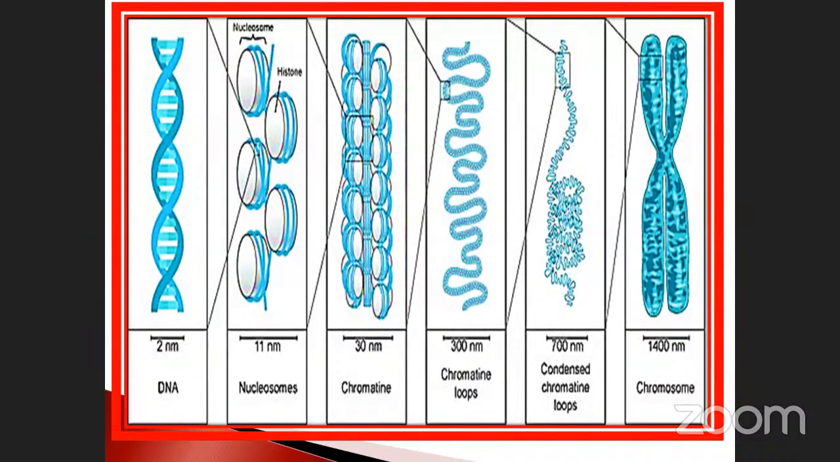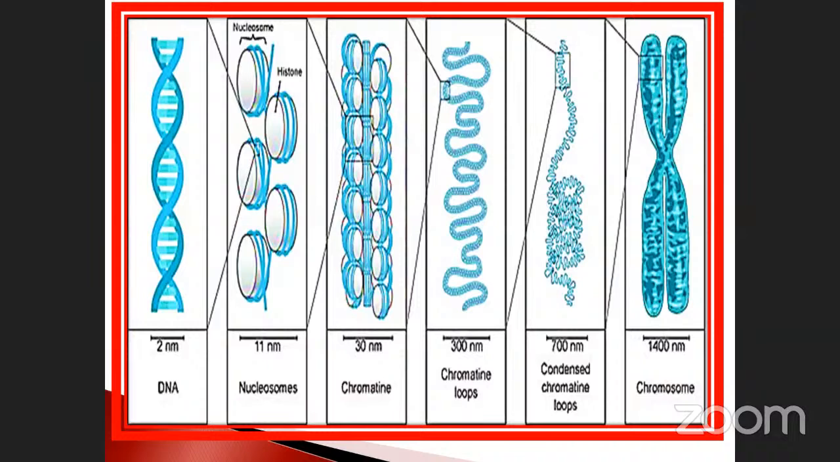How many octamers are present inside? See that it contains condensation with that. This is called chromatin. This is chromatin loops. Condensation means more than one united together, one above the other. Condensed chromatin loops. Finally you will get chromosomes.